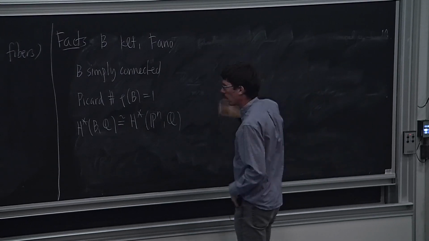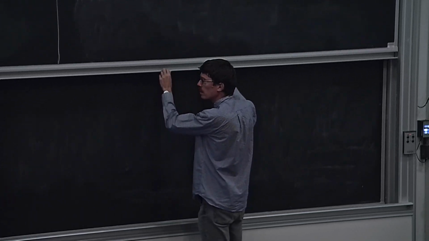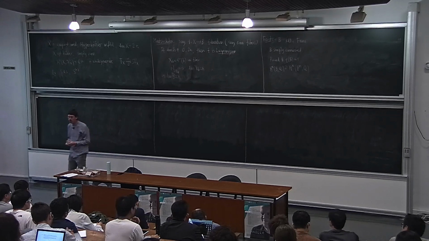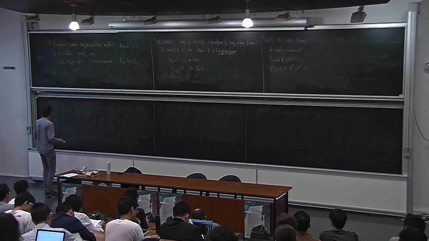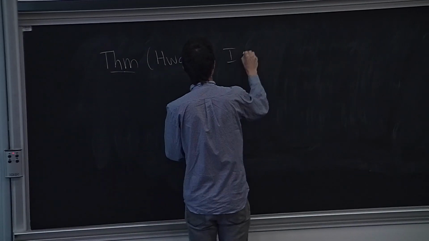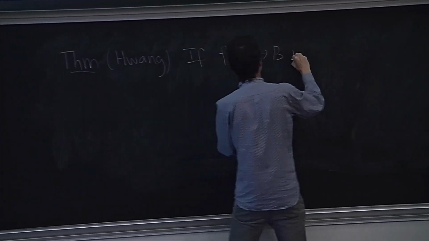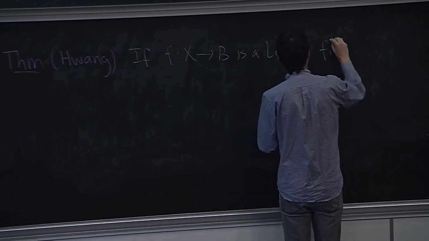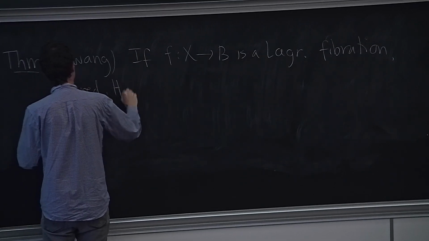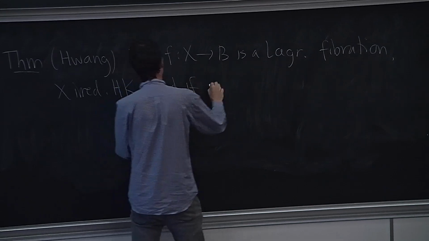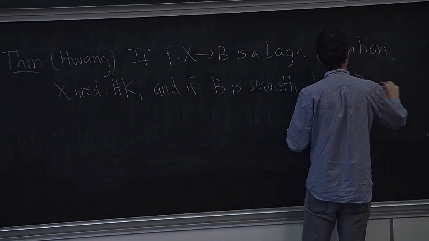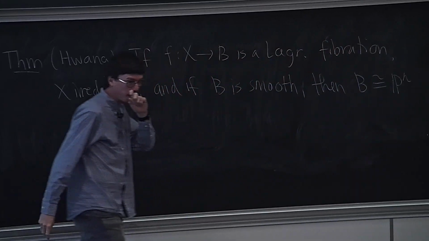Yeah, and so, right. So I think then Matsushita himself raised the question of whether B is actually projective space. And so this theorem by Hwang is about that problem, right? So the main theorem is this one: if f from X to B is a Lagrangian fibration, X is irreducible hyperkähler, and if B is smooth, then B is P^n. Right? That's the result.